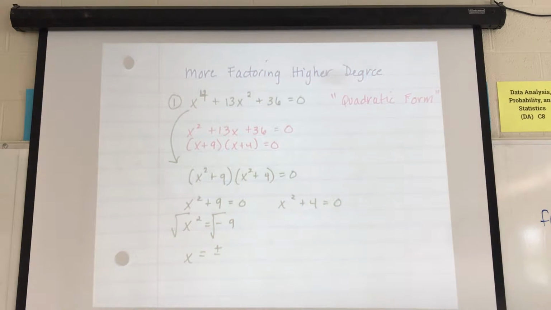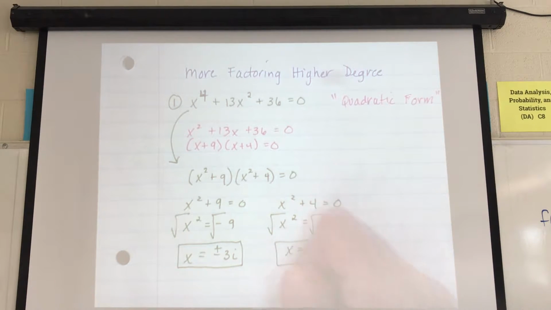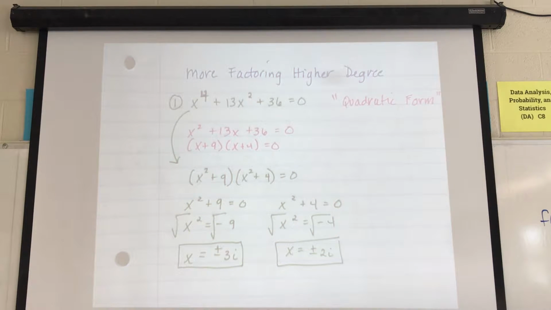And then simplify, like do whatever you can to simplify. In this particular case, 9 is a perfect square, so that would be 3. And then I added the i in there for the negative sign, so this is plus or minus 3i. So there's part of my answer. And then I'll do that again over here. X squared equals negative 4. Take the square root of both sides, and I get plus or minus 2i. So I have 4 answers for this 4th degree equation. I have positive 3i, negative 3i, positive 2i, and negative 2i.